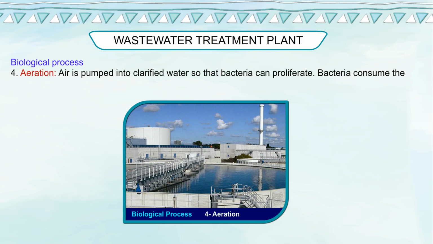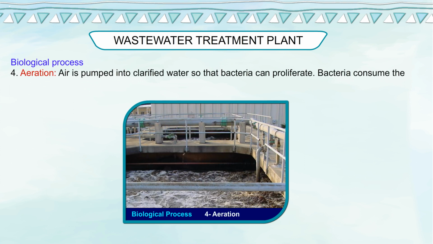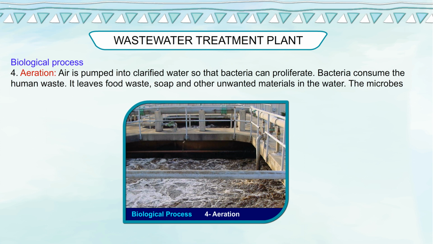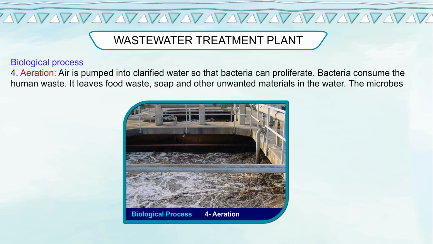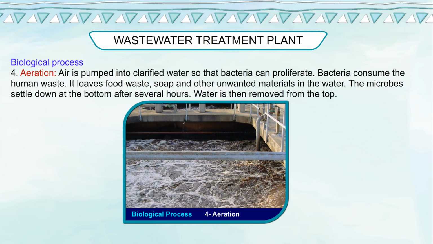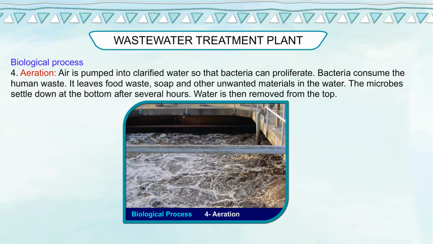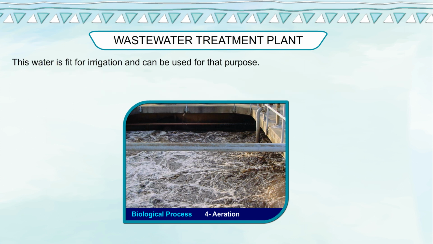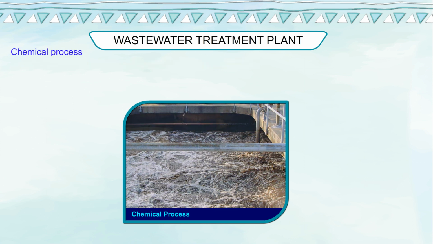Biological process. 4. Aeration. Air is pumped into clarified water so that bacteria can proliferate. Bacteria consume the human waste. It leaves food waste, soap, and other unwanted materials in the water. The microbes settle down at the bottom after several hours. Water is then removed from the top. This water is fit for irrigation and can be used for that purpose.